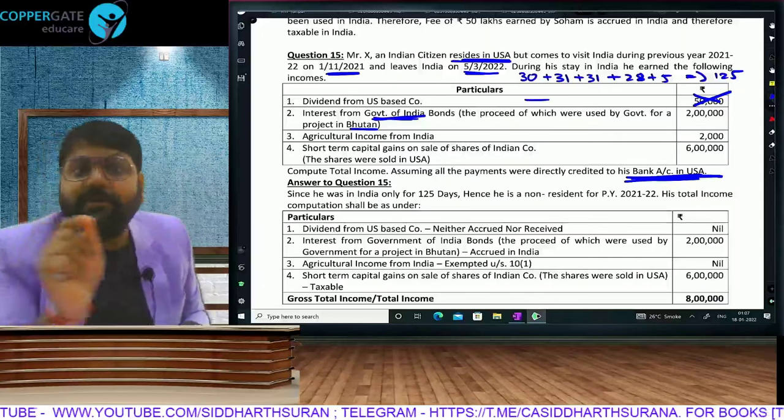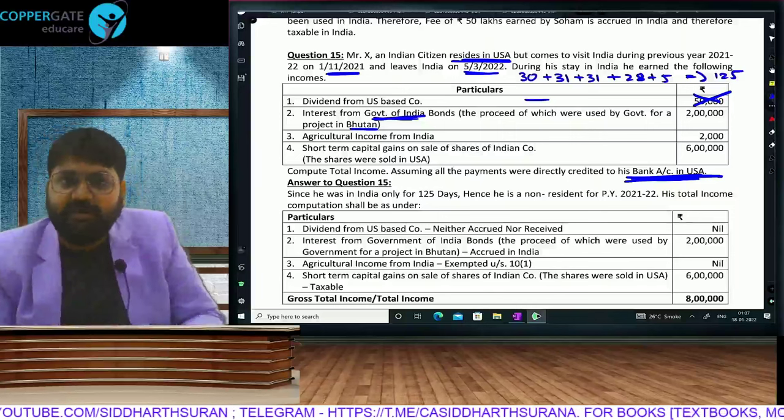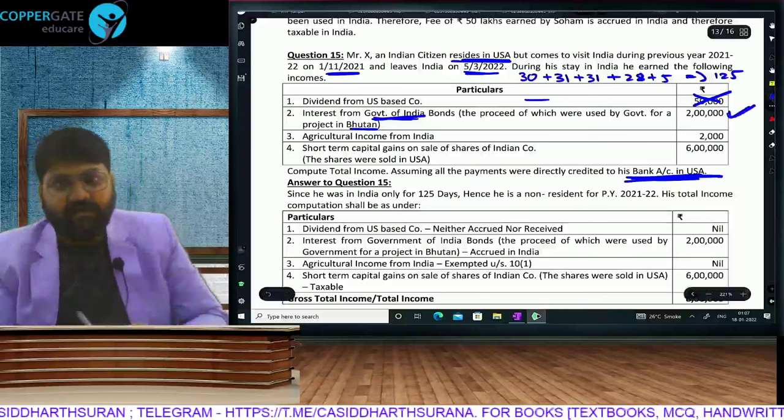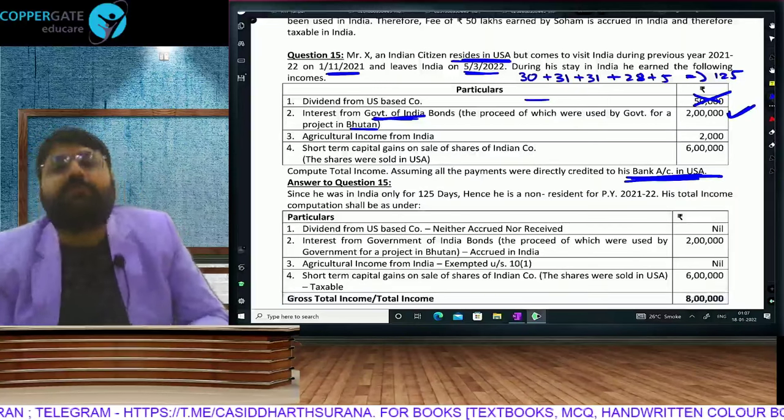Government. It will be deemed to accrue or arise in India, and therefore it will be treated as Indian income, and therefore you will have to pay tax. That means, can I say, this is taxable even if you are non-resident? Third, agriculture income from India.